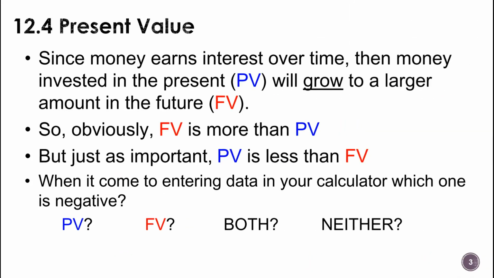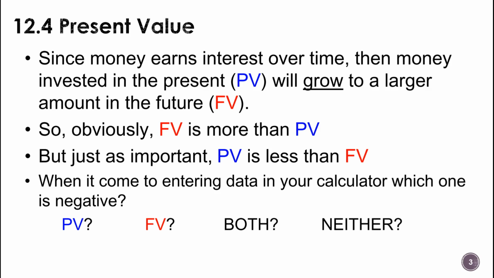Here we go. Since money earns interest over time, money invested in the present will grow to a larger amount in the future. So future value is more than present value every time, and present value is less than future value. I'm hoping that this will seem logical to you, that if we invest the money, present value, it grows to a larger amount, future value.